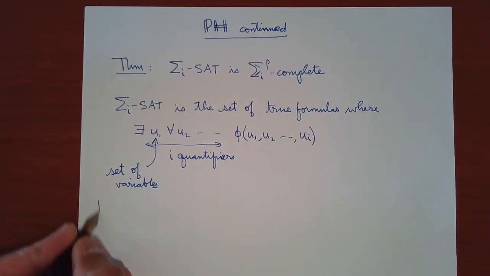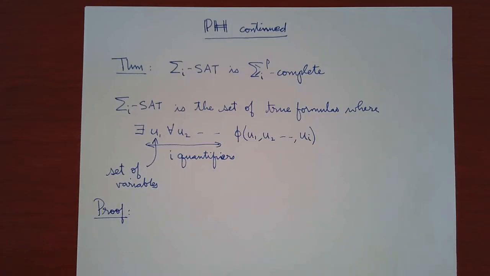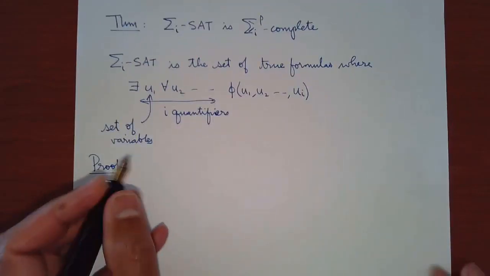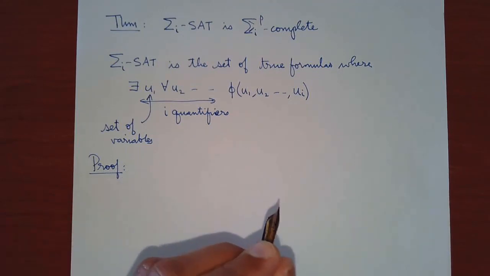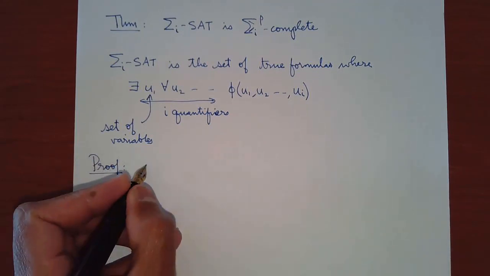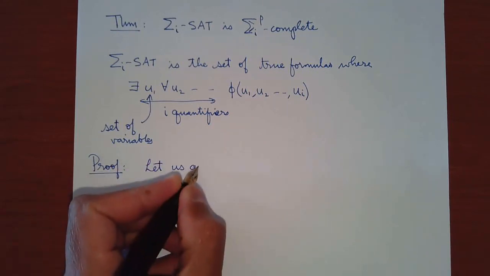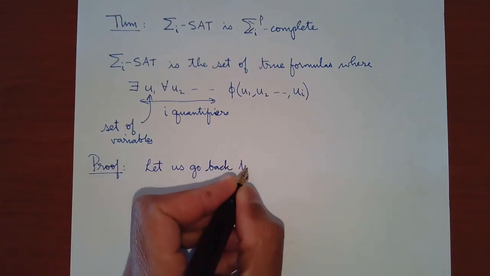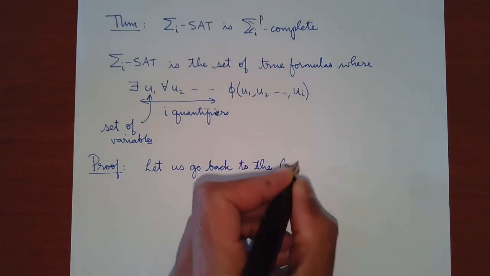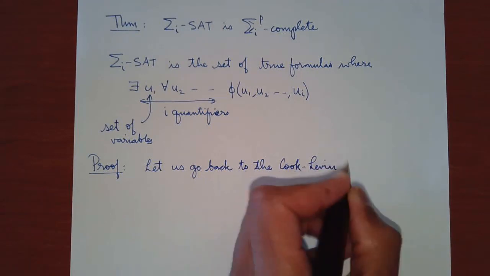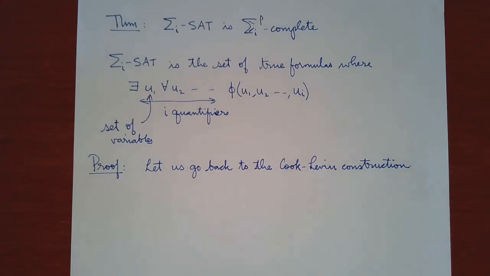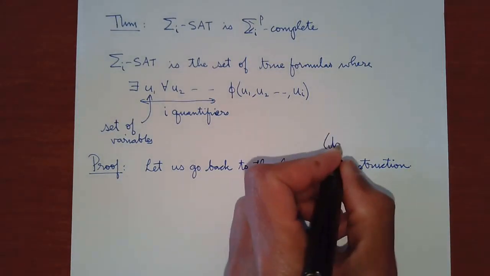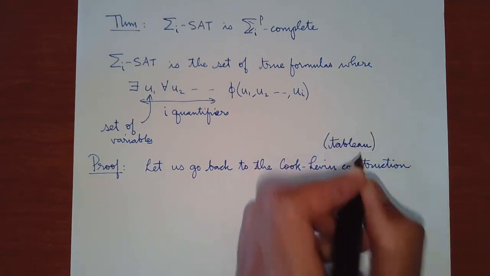Okay, so for the proof of this problem, it's useful to actually understand, abstract out what Cook-Levin is really saying. So let us go back to the Cook-Levin construction. And if you remember, this is the sort of tableau construction.